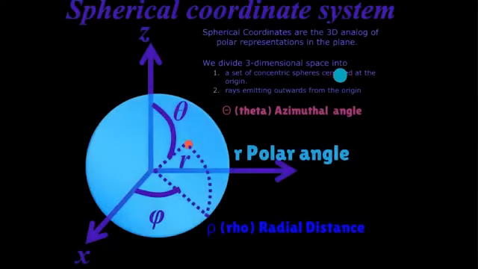Super easy. And again, we would divide 3D space into a set of concentric spheres centered at the origin. This is what spherical coordinate systems are. Spherical polar, spherical radial. When we see geographic long lat, it's just an iteration of this. And of course, we have this half right here.